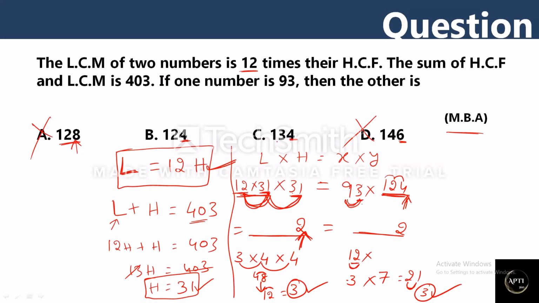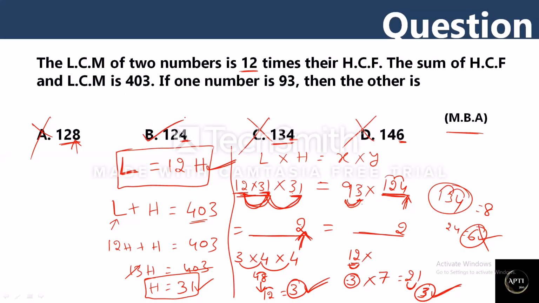Now if you want, you can check with option C. What is option C? 134. What is the digital sum of 134? 4 plus 3 is 7, 7 plus 1 is 8. For 93 it is already 3. What is 8 times 3? 24, and the final digital sum is 6. But the left hand side digital sum is 3 and the right hand side digital sum is 6, so it is not satisfied. So option C is not satisfied. But if I consider option B, 124 satisfies with the digital sum. The final digital sum is 3. So my answer is option B.